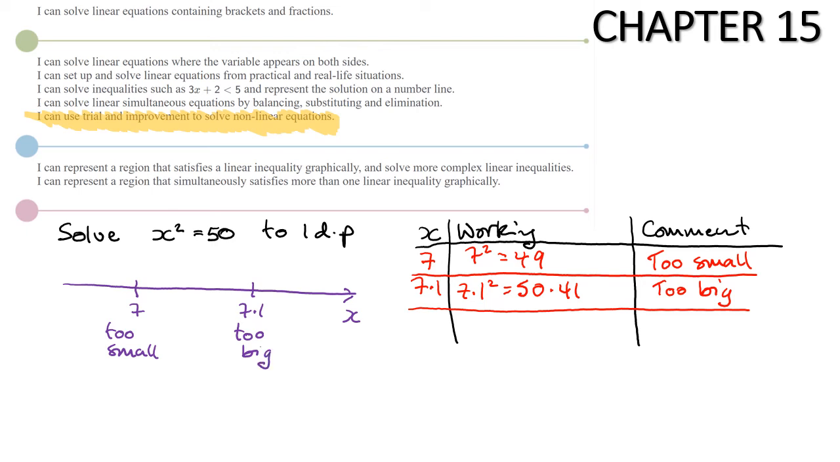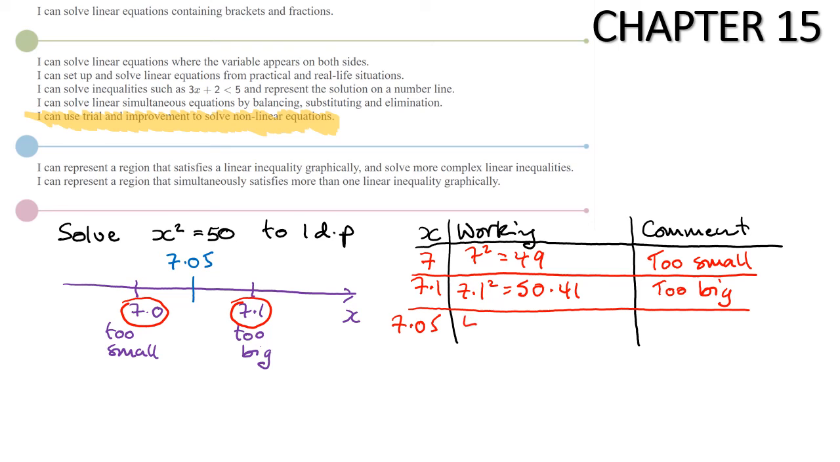Yeah. Now I don't need to try any other numbers. I just need to decide, so I could call that 7.0. Which one of these two numbers gives me an answer which is closer? The way that we decide that is that we pick a number halfway in between them. So 7.05. And I'm going to decide whether this is too big or whether it's too small. So this is in between the numbers which give me one which is too big and one which is too small to 1 decimal place. So I do 7.05 squared and I get 49.